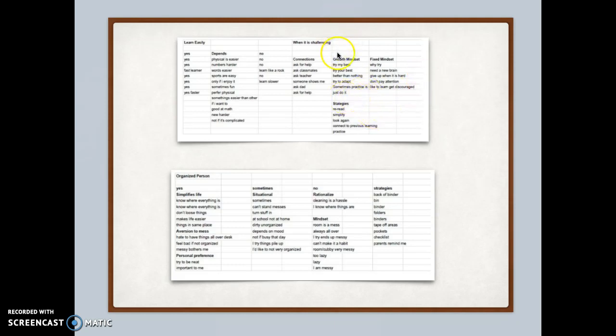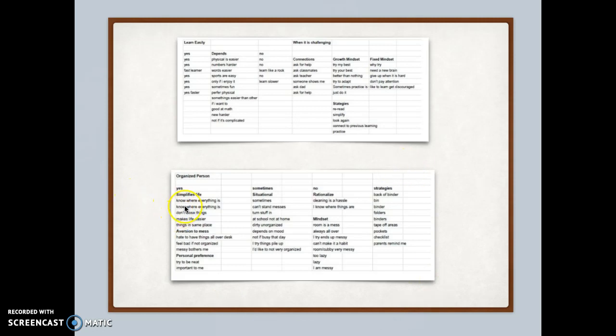And the kids who cited growth mindset phrases were also able to give me specific strategies that they used when something was challenging. I reread it, I simplify, I look again, I connect it to previous learning, or I just keep practicing. Down here are the results from the journal entry about organization.